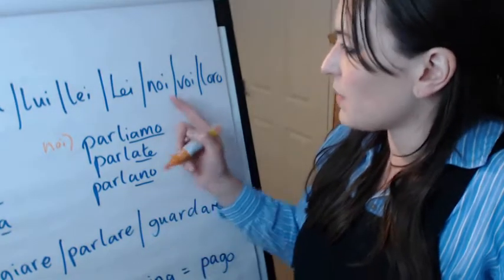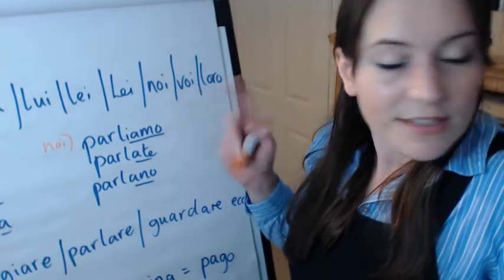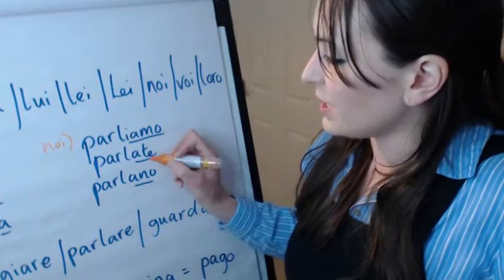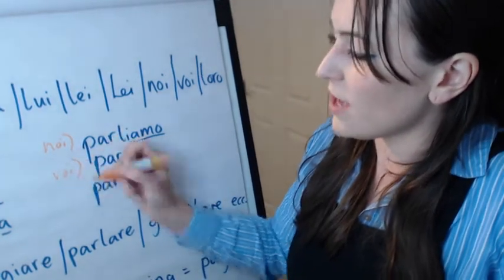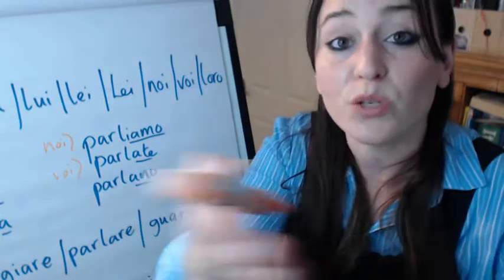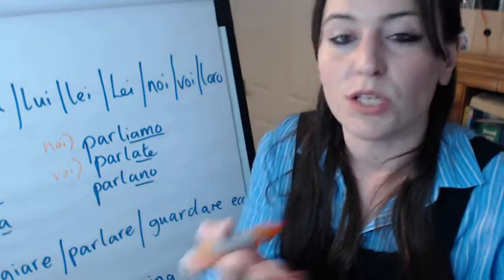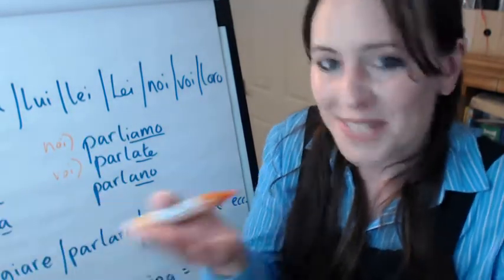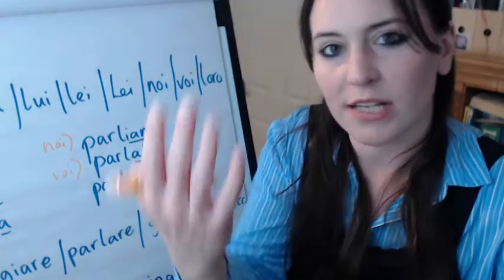So let's have a look. The next one in this list, subject pronouns, voi. So voi goes there and it means you plural, or you guys, if you like. You all. We don't tend to say that in the UK, but I think it's quite common in like the States.